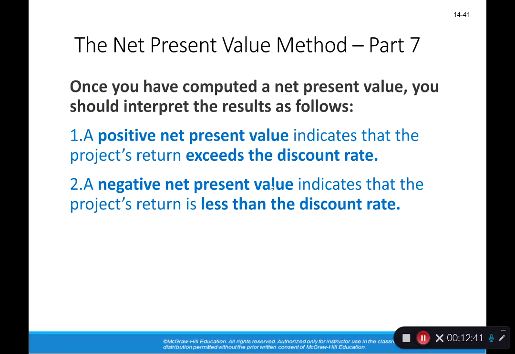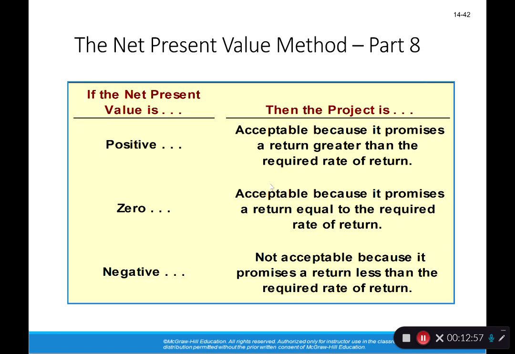Once you compute the net present value, you should interpret the results as follows. A positive NPV, as I already mentioned, indicates the project's return exceeds the discount rate. A negative indicates the project's return is less than the discount rate. If the NPV is 0, it means we're earning exactly the discount rate. So if it's positive or 0, the project is deemed acceptable because we're earning either the minimum at 0 or above the minimum if it's positive. If it's negative, the investment opportunity is not acceptable because we're not meeting that minimum required return. So that's how we utilize NPV to make decisions.